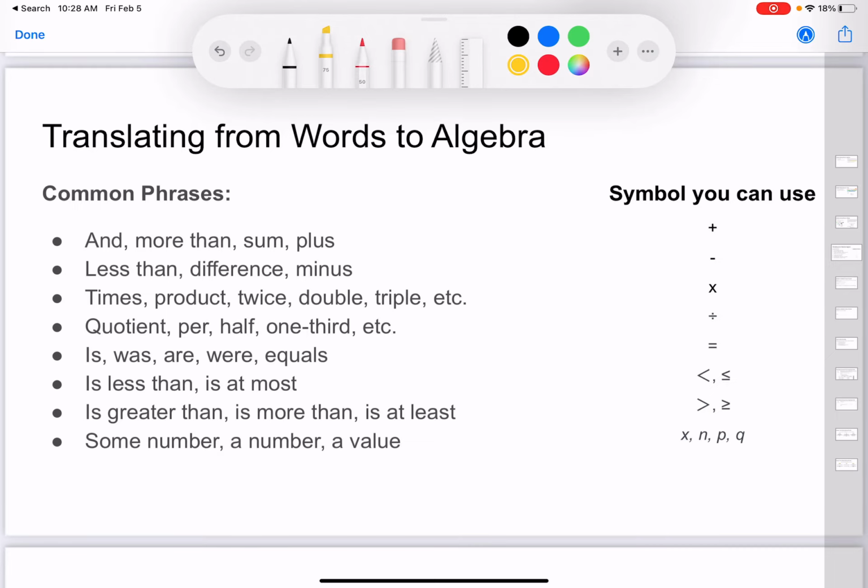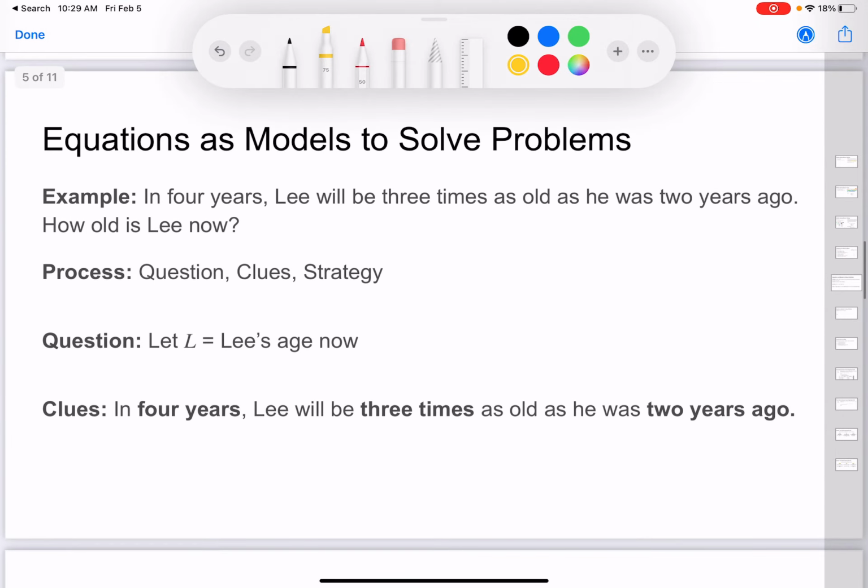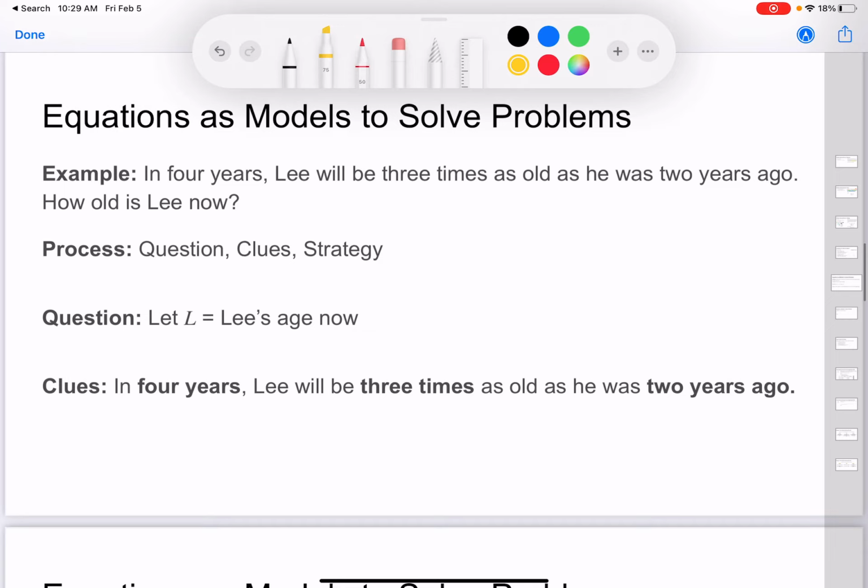But let's look at an example of going from the words to algebra. So here's an example problem. We're going to continue with the problem solving steps. The first thing we're going to do is identify the question. In 4 years, Lee will be 3 times as old as she was 2 years ago. How old is Lee now? So the question is, how old is Lee now? So what we want to do is write that in our own words. So we're looking for L, Lee's age now.